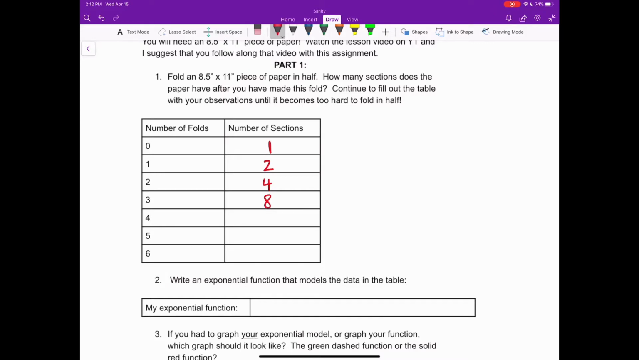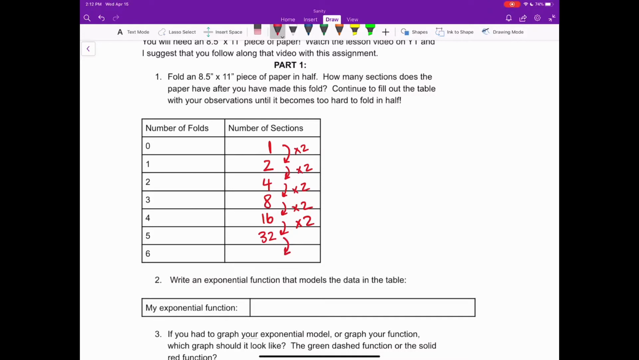After 4 folds, you should get 16 sections. After 5 folds, you should get 32. And it kind of looks like I'm doubling every time, right? Because cutting it in half is going to double everything. So from 1 to 2, I'm multiplying by 2. From 2 to 4, I'm multiplying by 2 again. From 4 to 8, multiply by 2, multiply by 2.